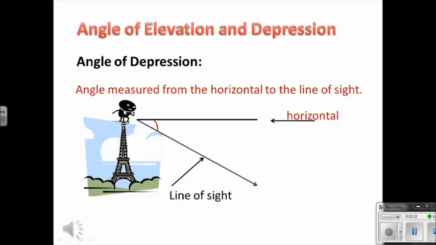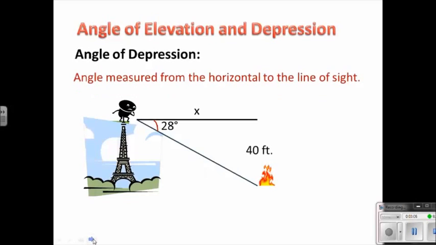So we're going to suppose that the alien wants to call the fire station. So the angle of depression is 28 degrees, and the tower is 40 feet tall. I know that the tower is 40 feet tall. So I'm trying to figure out how far away the tower is from the fire so I can give good directions to the fire station. So I've labeled that distance from the tower to the fire as x.